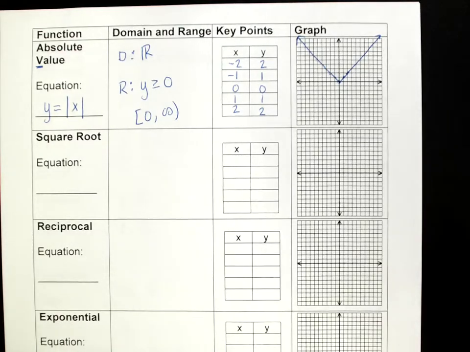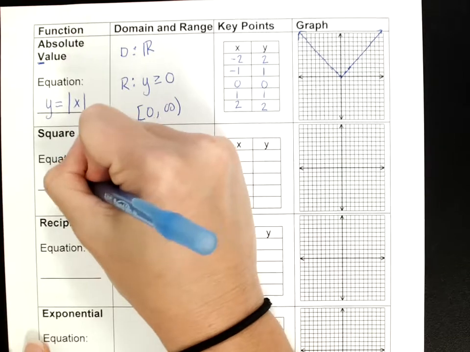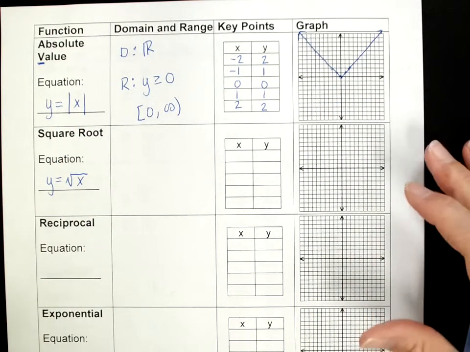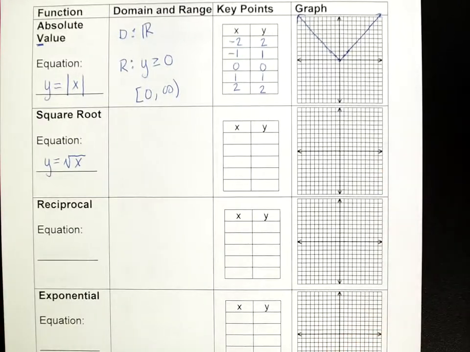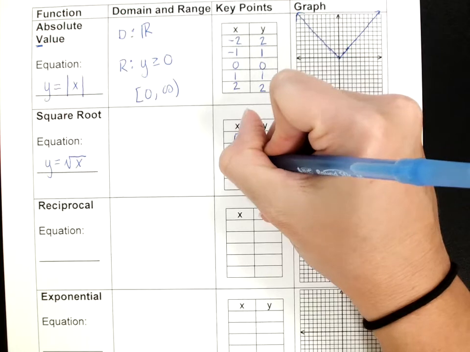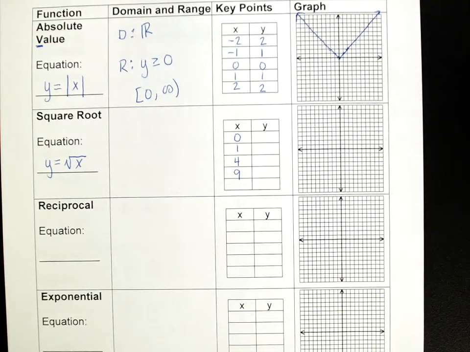Square root equation. This is going to be y equals the square root of x. For our x values, we're going to change it up a little bit this time. X is going to be only from 0, 1, 4, 9, and then you could put 16 if you want to, but mainly these 4 numbers.